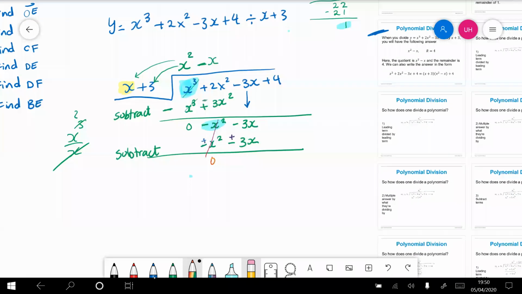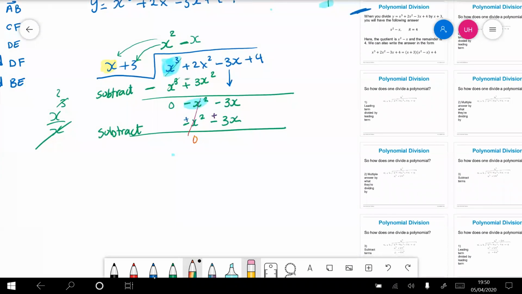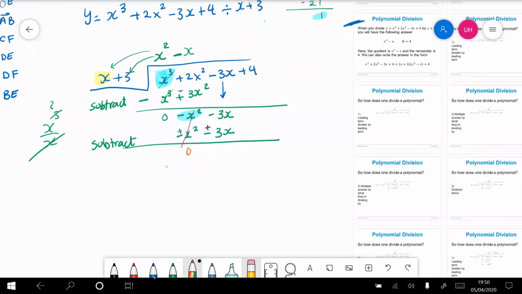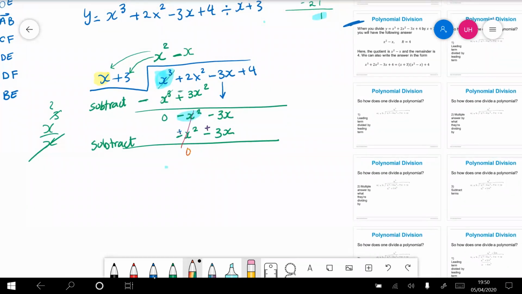So I'll show you the work here as well. Minus 3x plus 3x becomes 0 as well. And now we have the next term, which is the 4. We put it down there, and it's going to be plus 4. Now we have the 4 here, and we don't have any x with it. Therefore, we can't carry on with the division.